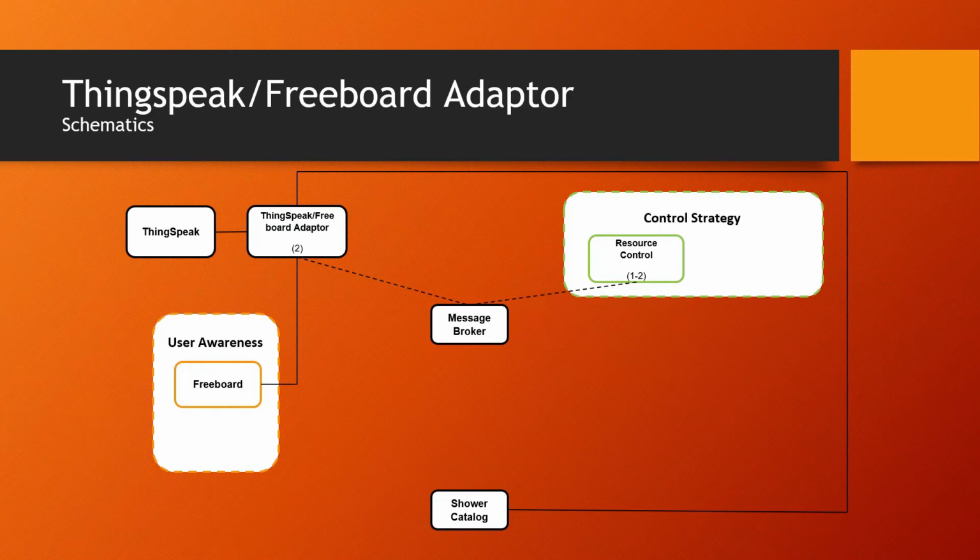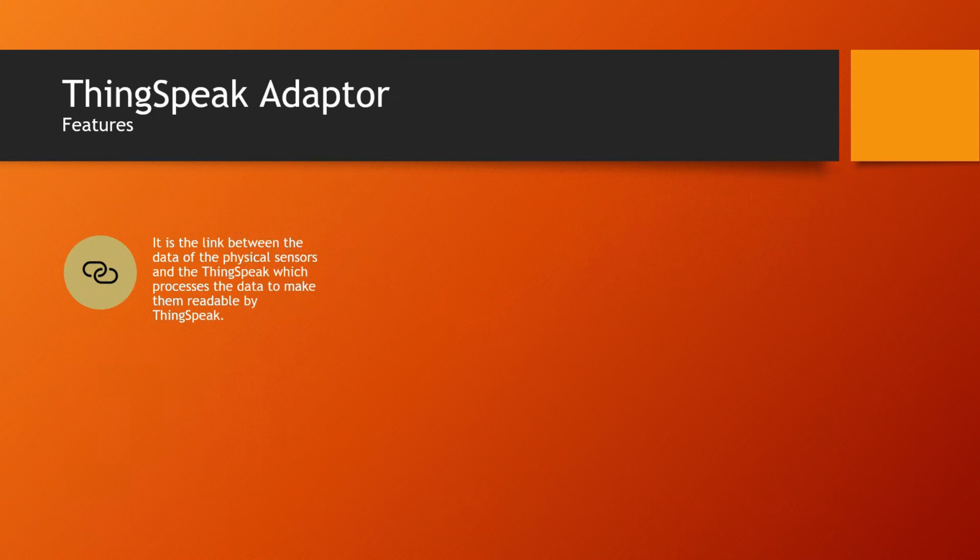ThingSpeak adapter is the link between the resource control and ThingSpeak. Instead, Freeboard adapter connects the ThingSpeak platform to the Freeboard. That division is only conceptual, in order to explain how it works, because in reality they are a series of microservices that work together. On the graph we can see the different kinds of connection. In particular, our adapter talks to the resource control with MQTT, and ThingSpeak, Freeboard and the shower catalog are connected with REST.